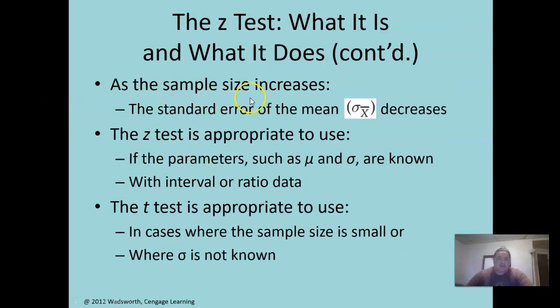Yeah, so as the sample size increases, the standard error of the mean decreases. The z-test is appropriate to use if the parameters such as mu and sigma are known. And we must use it with interval and ratio data. The t-test is appropriate to use in cases where the sample size is small or where the sigma is not known. And remember the sigma is standard deviation.